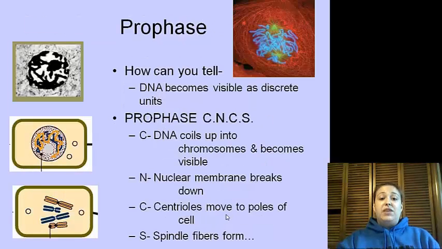Prophase. You'll see both early and late, but we have chromosomes becoming visible. The nuclear envelope or nuclear membrane breaks down. Centrioles move to opposite ends of the cell, and spindle fibers form. The easiest way to remember this is prophase is CNCS. Chromosomes appear, nuclear envelope disappears, centrioles move to opposite ends, and spindle fibers appear. CNCS.